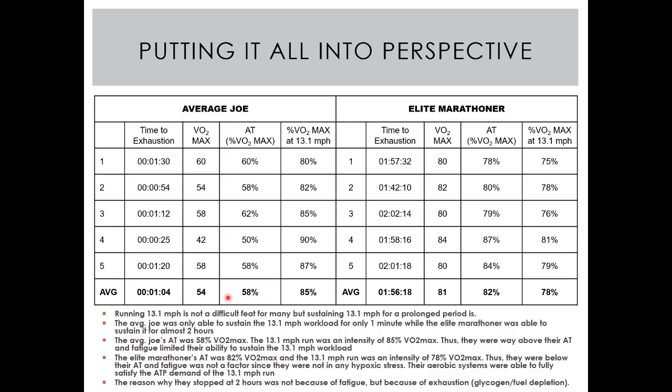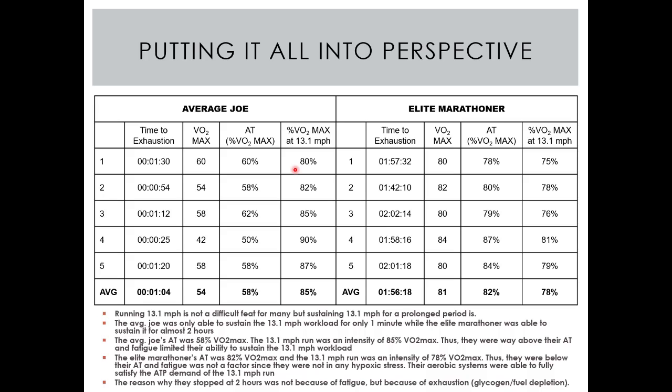Now, during the 13.1 mile per hour run test, we hooked up the subjects to a metabolic cart and we measured their oxygen consumption rate, their VO2, and we calculated the intensity of that 13.1 mile per hour run relative to their VO2 max, so as a percentage of their VO2 max. So for subject 1, the 13.1 mile per hour run was a relative intensity of 80% of their VO2 max, so pretty high intensity.